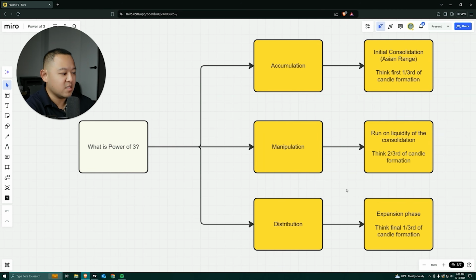The distribution phase, we should already be positioned before the distribution phase occurs. So it's all about identifying the accumulation, when they're going to run out that accumulation. That'll be the manipulation leg, and then distribution, which is going to be our expansion, which should come in the final third of that candle.